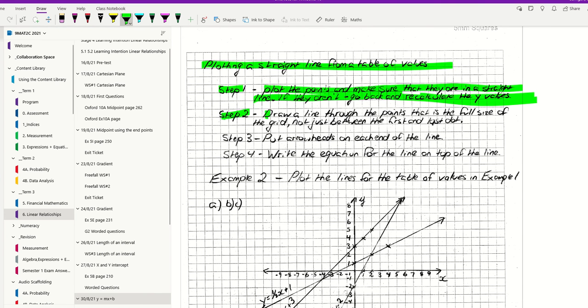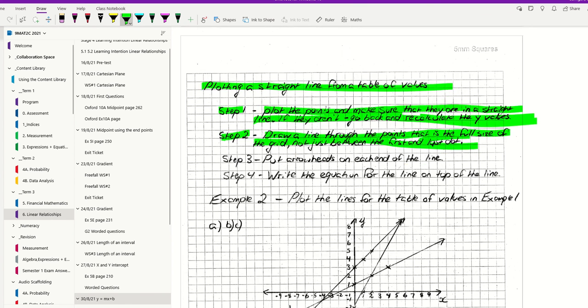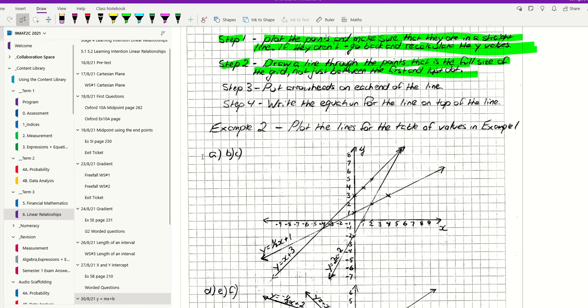Step 2, draw a line through the points. That is the full size of the grid, not just between the first and last dot. If you're drawing a line, make it the full size of your grid, of your axis. Step 3, make sure you put arrowheads on each end of the line, because that'll indicate to everybody it keeps going. You're drawing a line, not a line segment that stops somewhere. And then step 4, write the equation for the line on top of the line, that last one in particular.